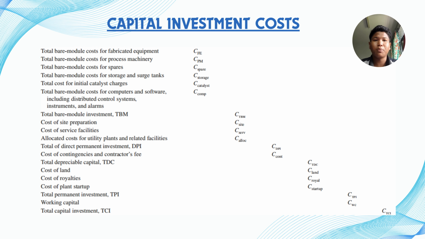This table shows the components of the total capital investment. It starts with the bare module cost for the equipment, machinery, spares, storage, catalyst, and the control system, summed up as the total bare module investment. Then we add site preparation, service facilities, and the utilities allocation for the direct permanent investment. Contingency and fees give the total depreciable capital. Finally, we include the land, royalties, startup, and the working capital cost to get the total capital investment.